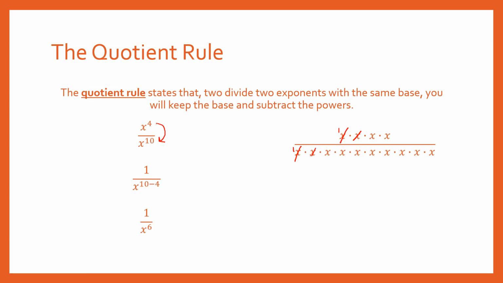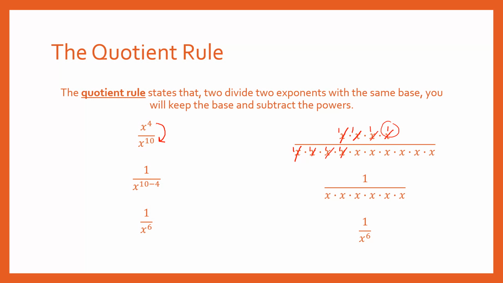So x divided by x is 1. Okay, we cross-cancel again. We can keep cross-canceling until we've got no more numbers in the numerator that can be paired up with a number in the denominator. So our number that is left in the numerator is just going to be the number 1, and we're left with 6 x's in the denominator, which becomes 1 over x to the 6th.